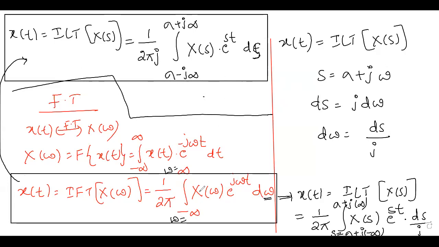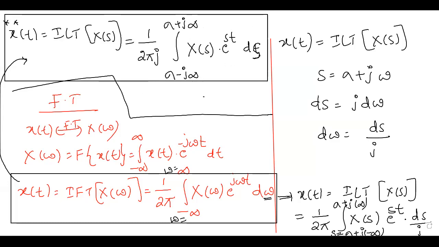These are the limits. Omega is varying from minus infinity to infinity. So s equals sigma plus j omega, and the s limits are sigma plus j omega, where omega is minus infinity to plus infinity. So this is the standard formula for inverse Laplace transform. But we are not going to use it in the inverse Laplace transform calculations. We are going to depend only on the partial fractions method. But whatever the standard definition is, this is the one inverse Laplace transform formula we have.